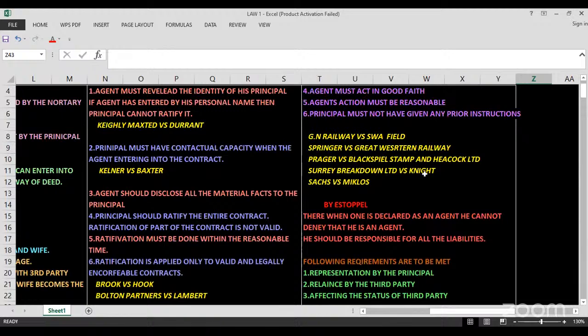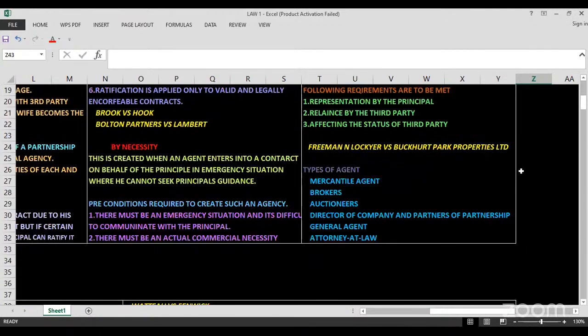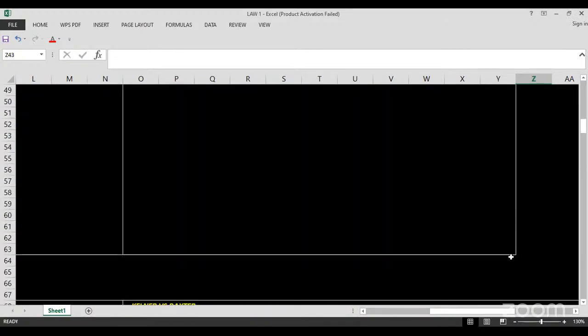Then there are some case laws related to that. GN Railway versus Field, Spring gear versus Great Western Railway, Higgy versus Bexplain Stamp and Heacock Limited, Surrey Breakdown Limited versus Knight, Satchers versus Macros. Let's see those case laws in detail.